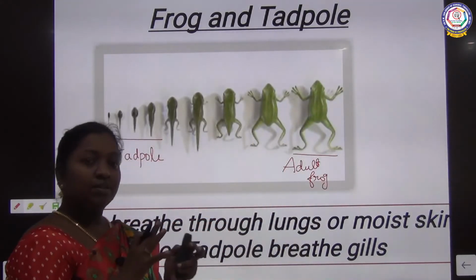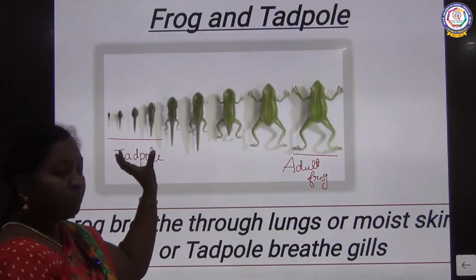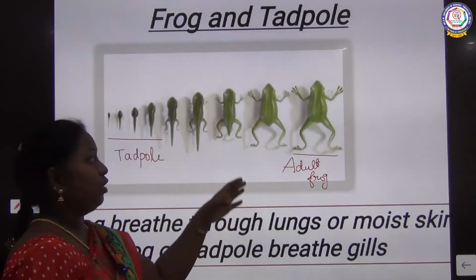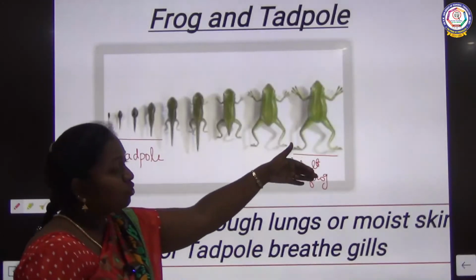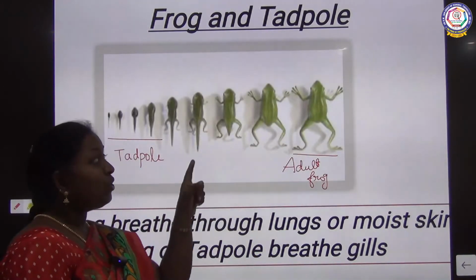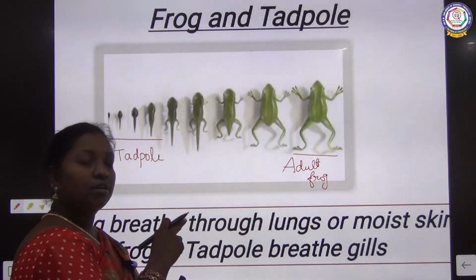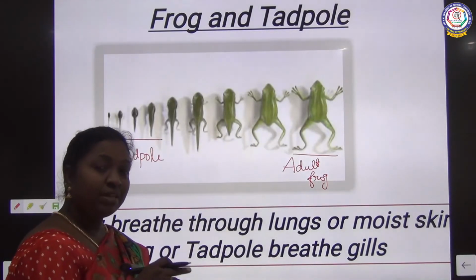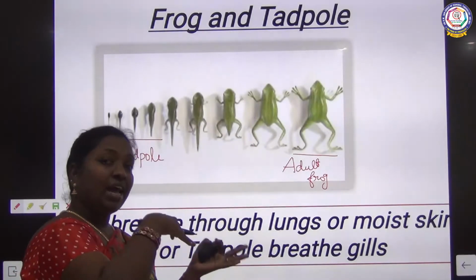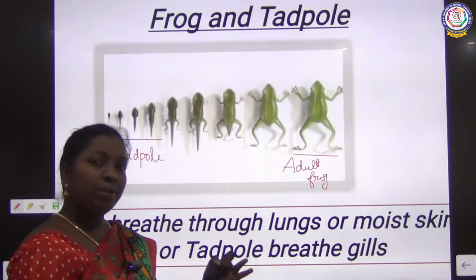So for the frog itself, there are two ways. When it is in baby form, it will breathe. When it has become an adult frog, it will also breathe. You know, the frog is an amphibian. Amphibian means it can live both on land and in water. So in both places it has to breathe.